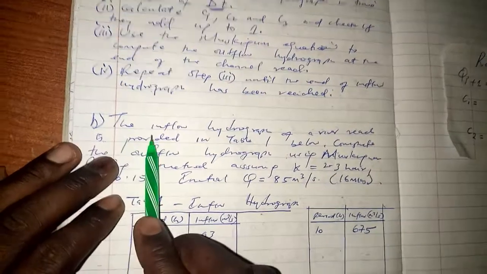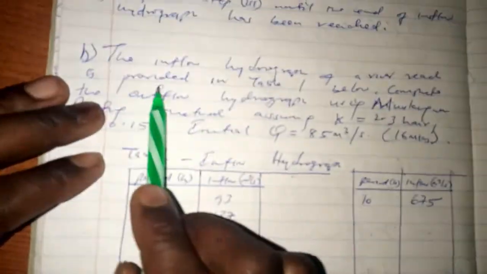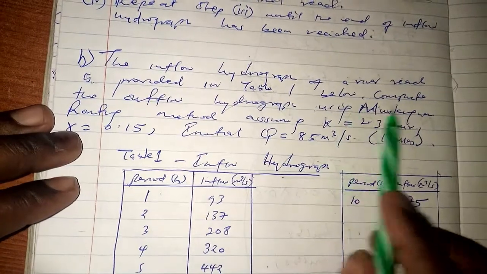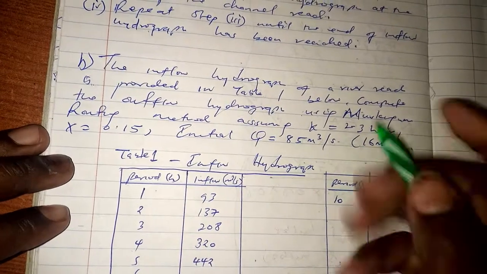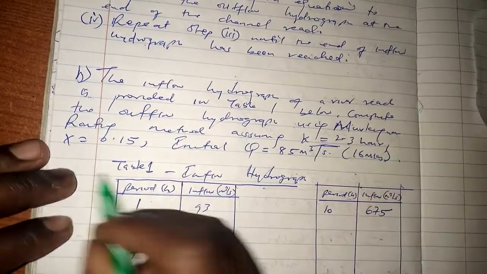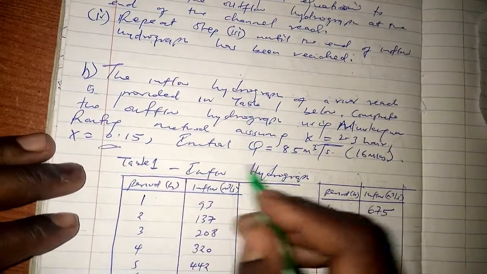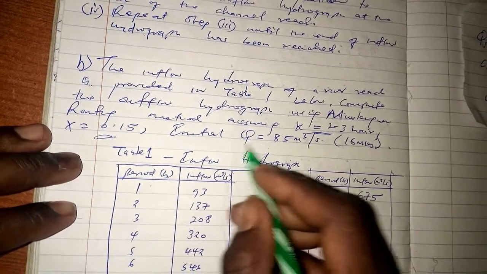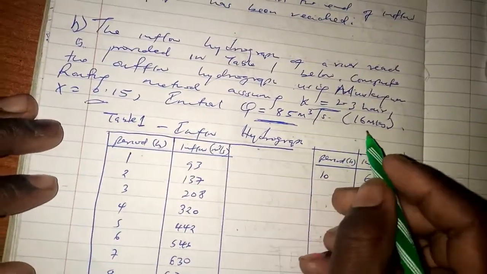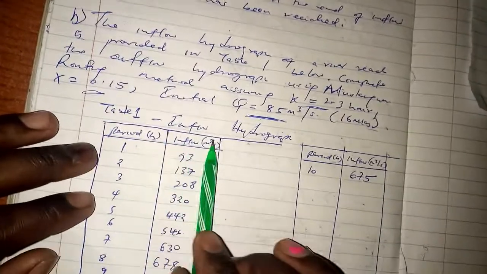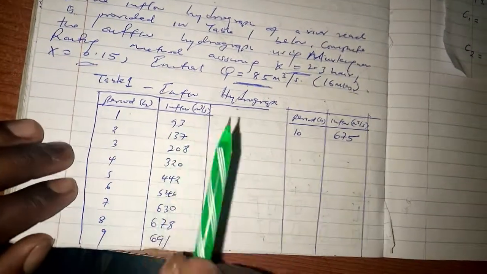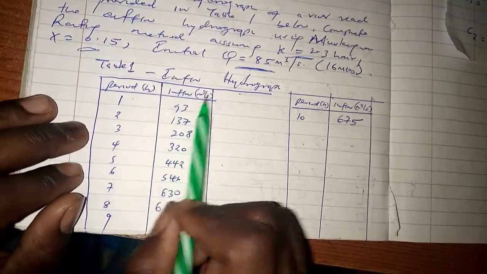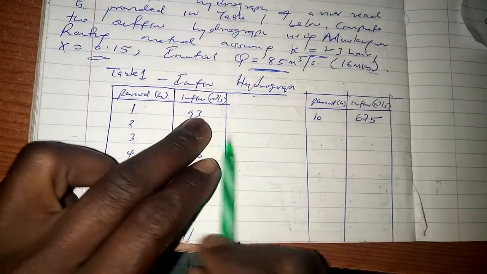In the question, which says the inflow hydrograph of a river reach is provided in the table below. Compute the outflow hydrograph using the Muskingum routing method, assuming K. So we are given K to be 2.3 hour, and we have X be 0.15. Then we have initial Q, which is the discharge, which is 85 meters cubed per second. And this one is 16 marks. So the table one for inflow hydrograph is, so we have period and inflow. So period is in hours, and then the inflow is in meter cubed per second. So the inflow is the discharge.